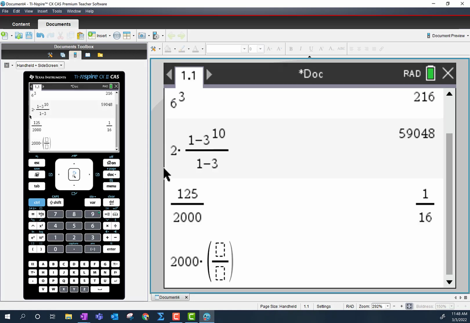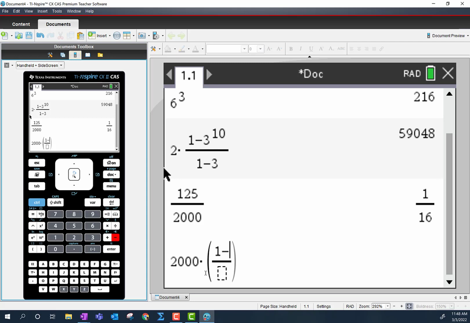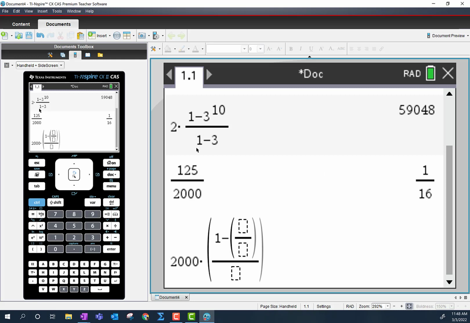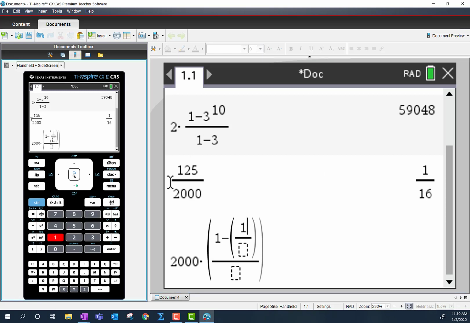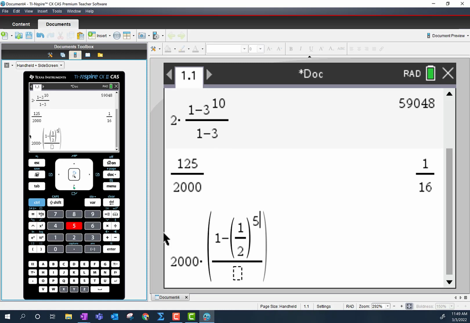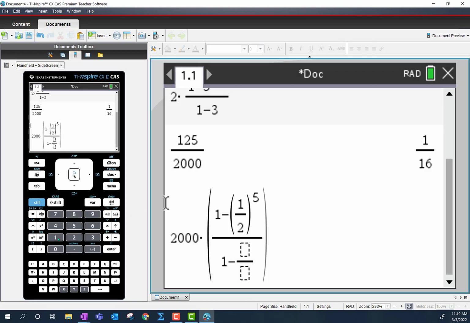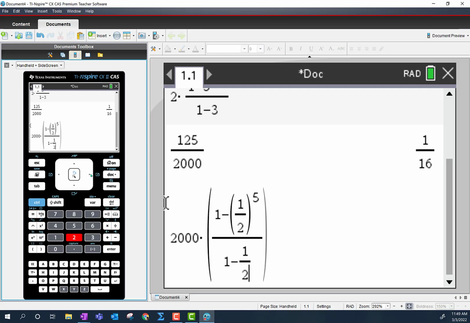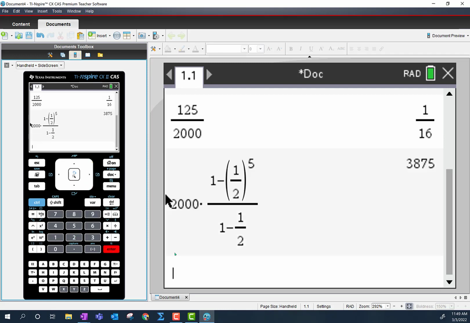All right, we need to do 1 minus, now this is a fraction that's going to be raised to a power, so really it would be better if we put a parenthesis, then another fraction, so it's 1 minus 1/2, and I want to get right outside these parentheses, right between them, and do this caret, so it's 1/2 to the 5th power over 1 minus 1/2. Okay, looking good. So let's hit enter. And our sum is 3,875.